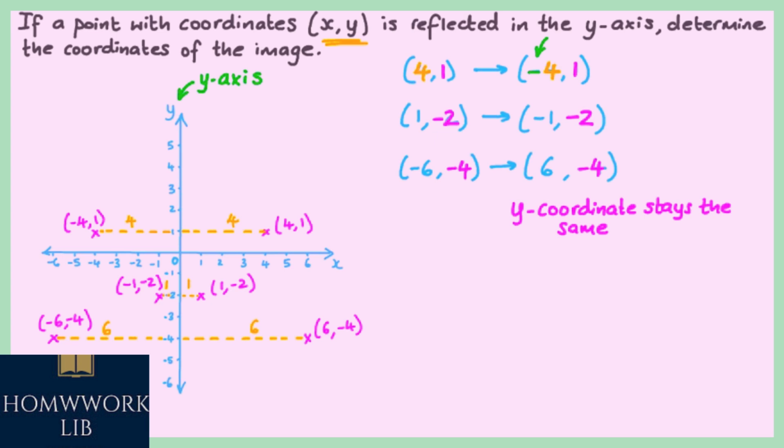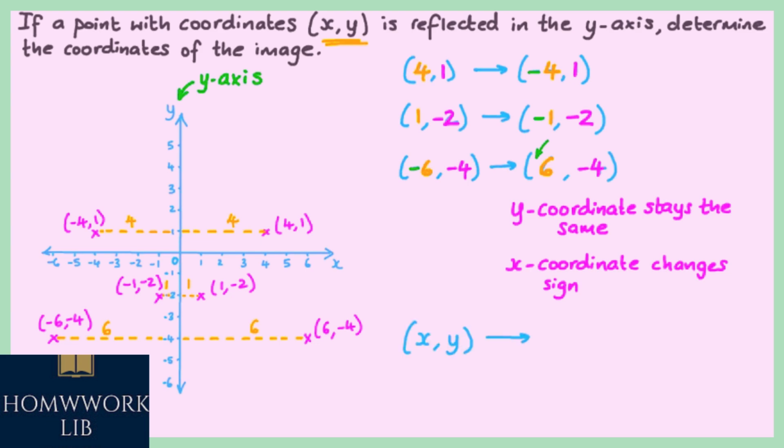In our first coordinate pair, the x-coordinate of 4 became -4 in the image. The same is true for the next coordinate. The x-coordinate of 1 became -1 in the image. And if we look at the final pair, the x-coordinate, which was originally -6, became a +6 in the image. In each case, the x-coordinate has changed sign.